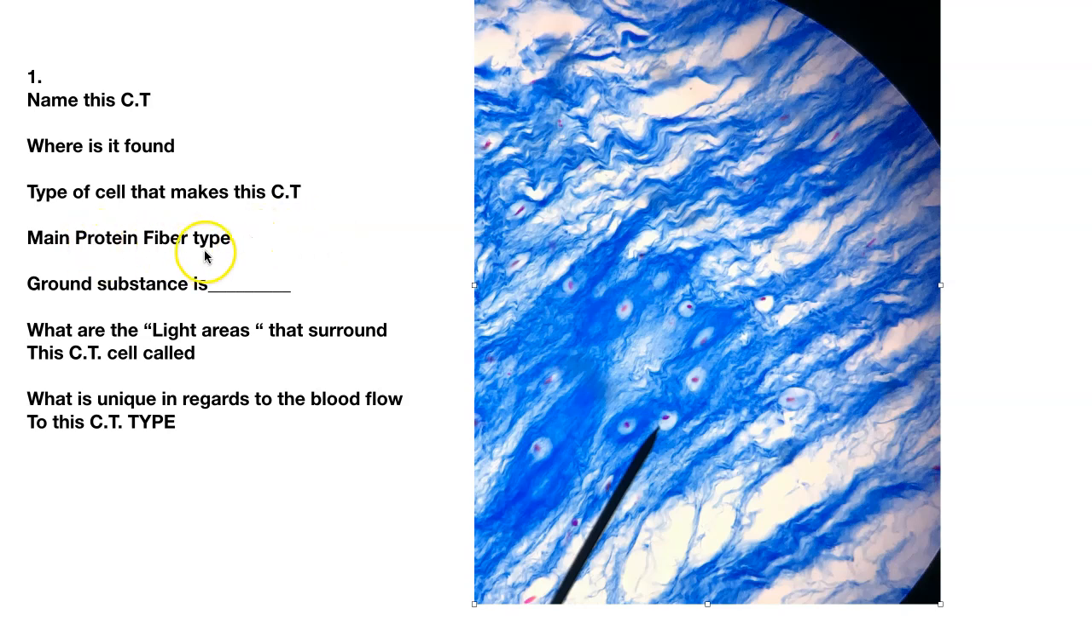What is the main protein fiber type? Remember, you have 3 protein fiber types potentially that can be in a connective tissue. What is the main protein fiber type that you are seeing in this particular connective tissue?